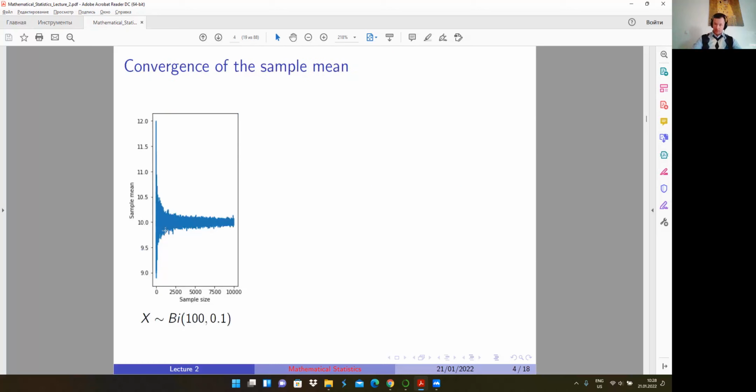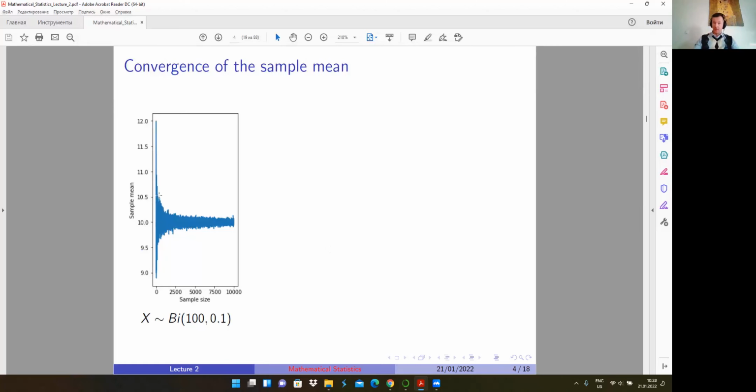So here is a binomial distribution. Look, on the horizontal axis, I have the sample size from 0 to 10,000 observations. So 10,000 numbers. And on the vertical axis, I have the exact value of this sample average. So the value starts, if the sample size is small, like 1, 2, 3, whatever, the value deviates too much from its true value because the true expected value is 10. You remember this.